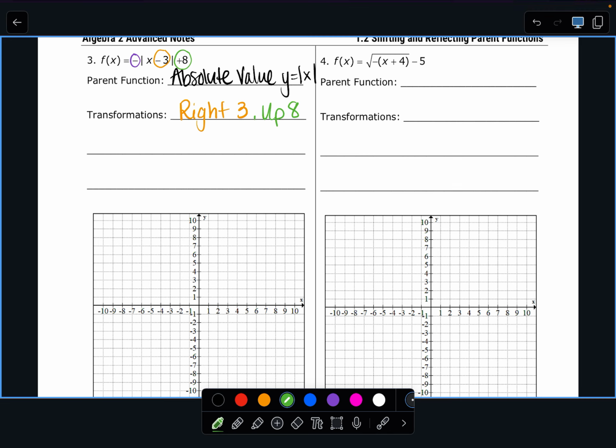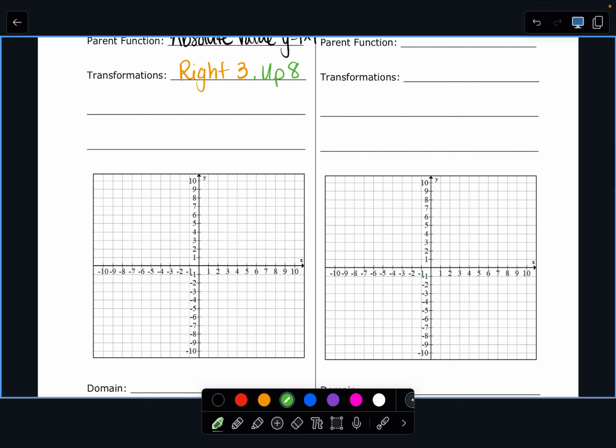So before I do anything with the reflection part, I shift my origin. And so I'm going to go ahead and go right 3. Oops, let's color coordinate a little bit. There we go. Right 3. And let's go up 8. And so this intersection is going to be my new origin.